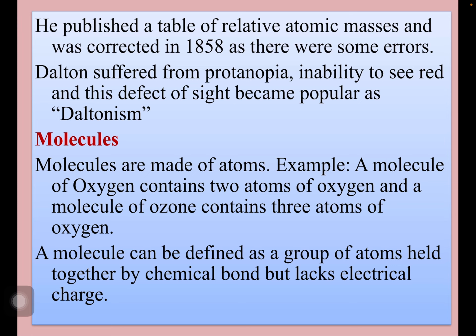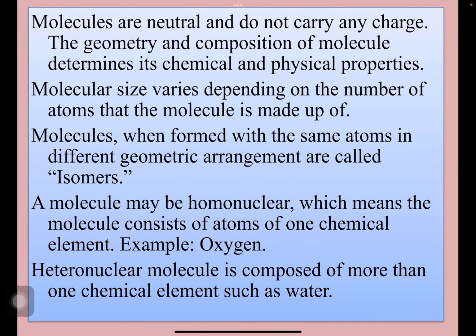Coming to molecules, molecules are made of atoms. Example, a molecule of oxygen contains 2 atoms of oxygen. A molecule of ozone contains 3 atoms of oxygen. Molecule can be defined as a group of atoms held together by chemical bond but lacks electric charge. Molecules are neutral and do not carry any charge. The geometry and composition of a molecule determines its chemical and physical properties. Molecular size varies depending on the number of atoms that the molecule is made up of.